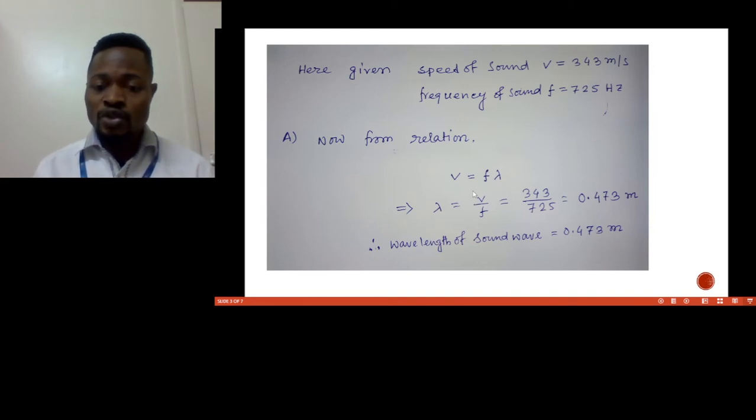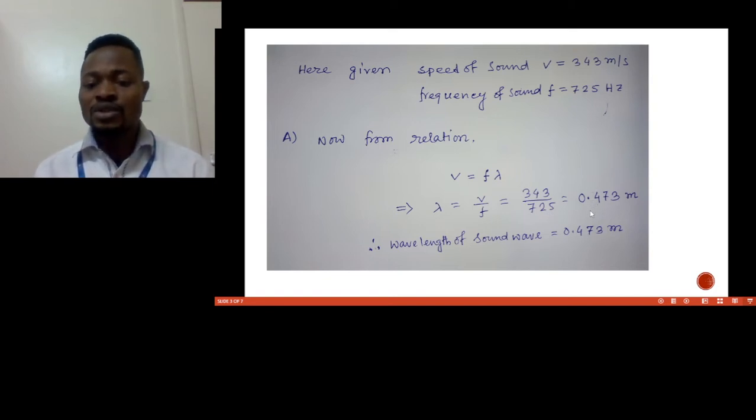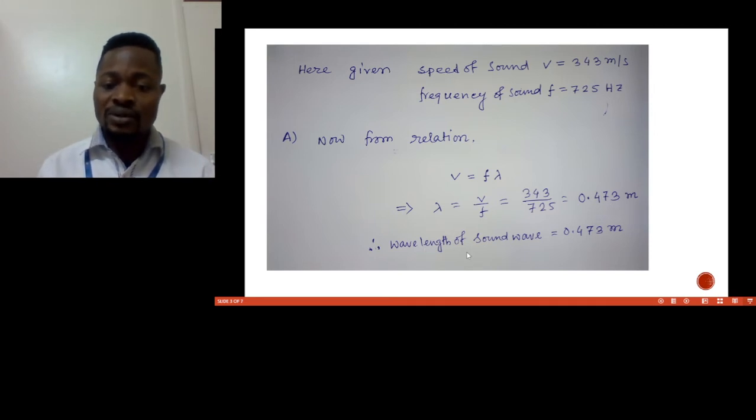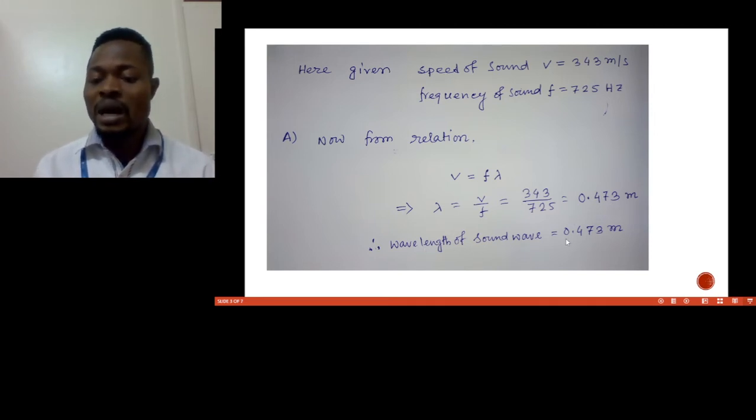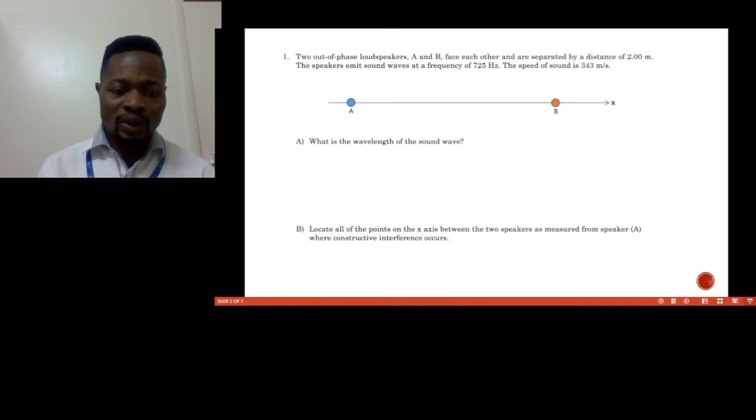If you put in the values we were given, you will simply have 343 meters per second, which is the speed of sound, divided by 725 Hz, which is the frequency, and this will give you 0.473 meters. Therefore, our wavelength of the sound wave is 0.473 meters. And this is the first solution. So now let us go back to our question.